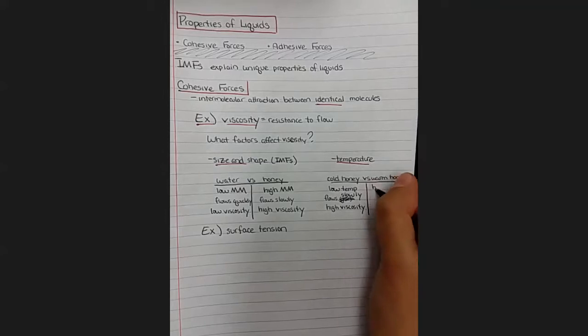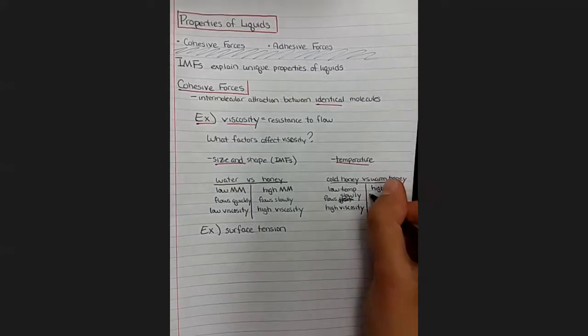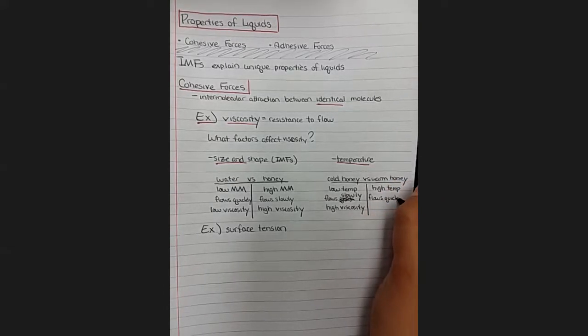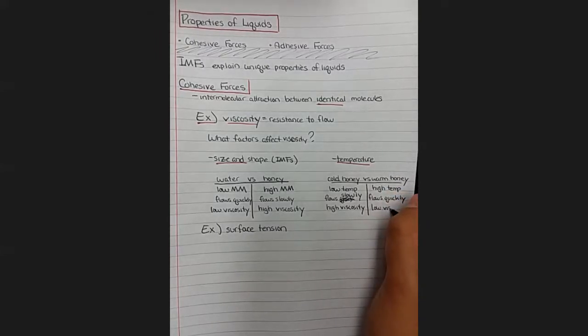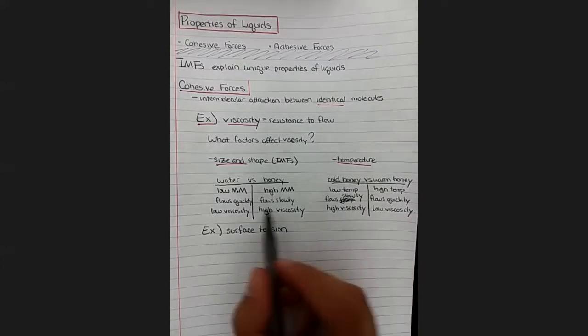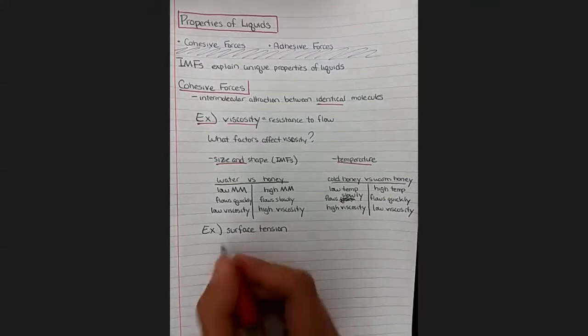And here, for the warm honey, we have a high temperature. It flows much more quickly when it's been microwaved. So it has a low viscosity, low resistance. To make sure you don't get high and low viscosity mixed up in your head, just remember our honey versus water example. Honey is the most viscous.